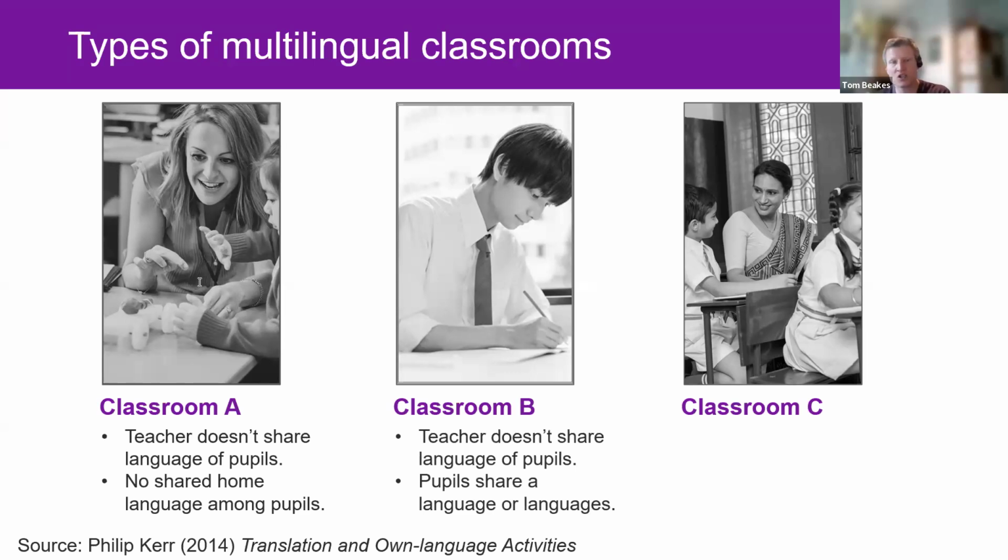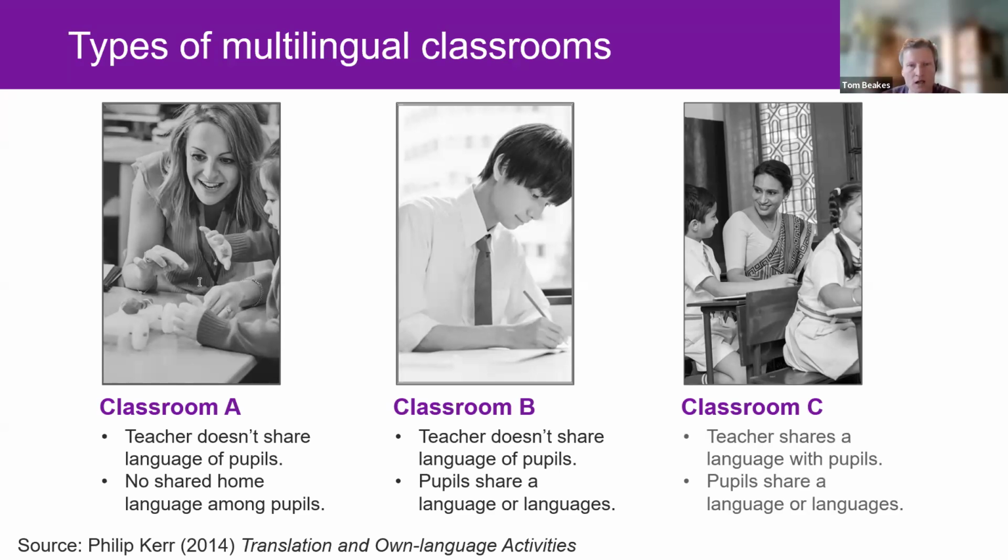Classroom B is where the teacher doesn't share the language of the pupils, but the pupils themselves generally share a language or languages. So this might be like an international school where the vast majority of the students come from the local community, but the teachers are recruited internationally. And classroom C is where the teacher shares the same language with the pupils, and the pupils themselves all share a language or languages. So again, we might see this in bilingual international school settings. It's particularly common in, I think, places like China and Asia, where they may not, for whatever reason, be recruiting teachers from overseas. So they're recruiting local teachers, even though it's an English medium environment. And so the teachers will also share the home language and the community language of the pupils.